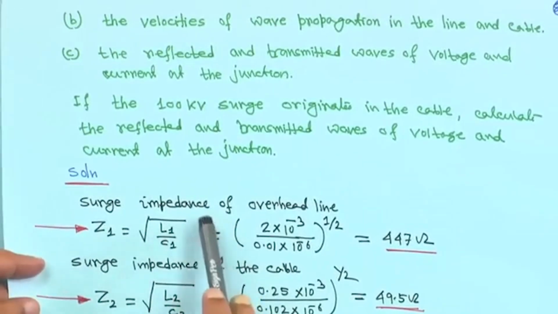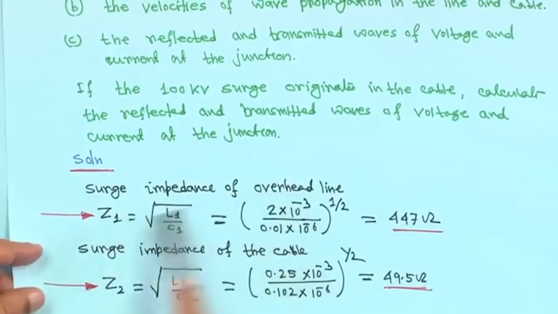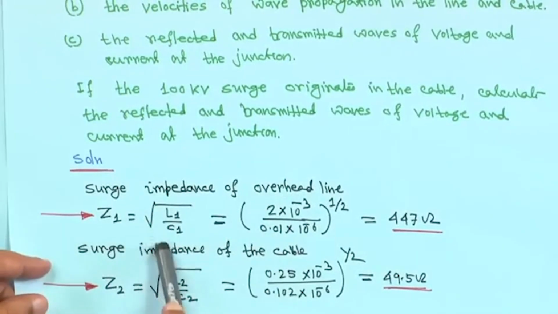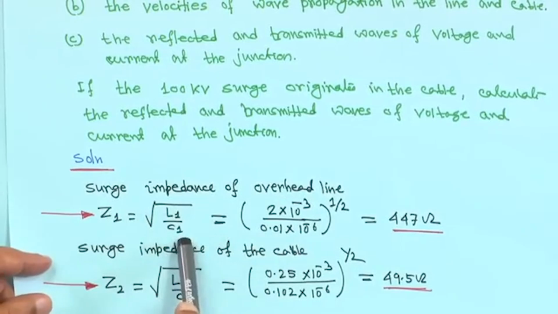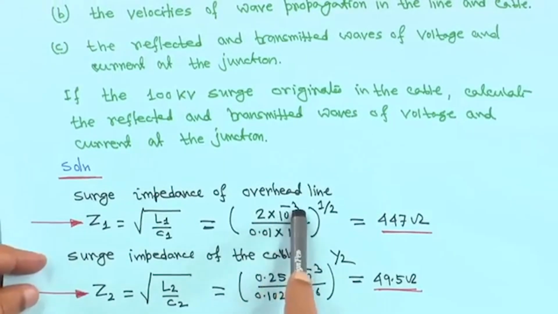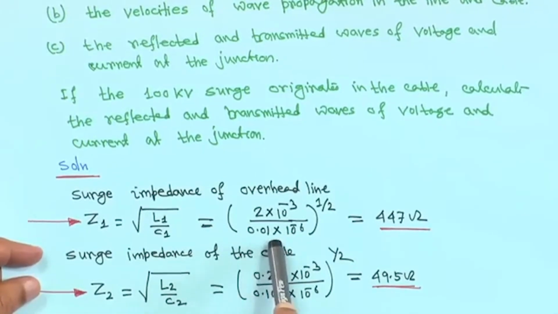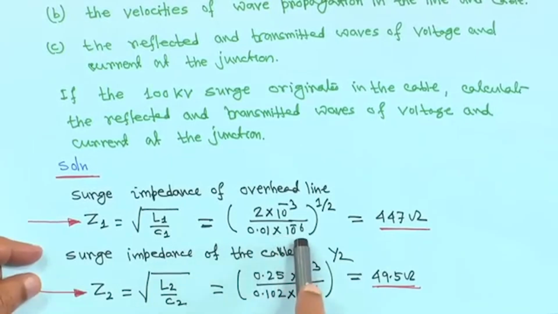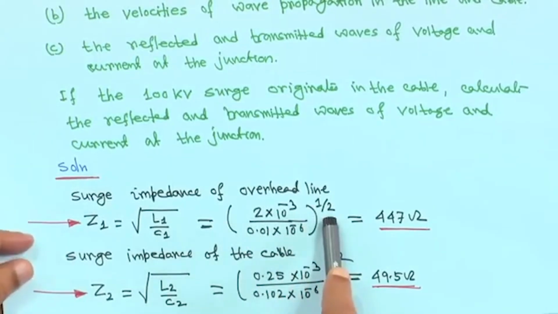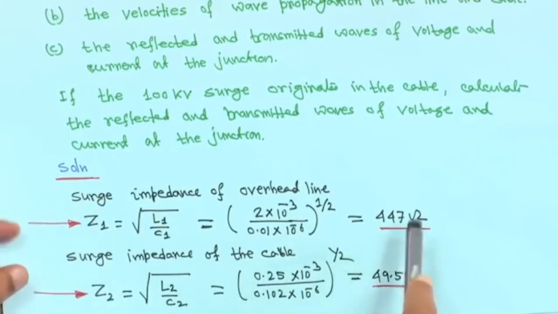First, you have to compute the surge impedance of the overhead line, say Z1. So, Z1 is equal to root over L1 upon C1. L1 is given as 2 millihenry, so it is 2 into 10 to the power minus 3, and C1 is given as 0.01 microfarad, so it is 0.01 into 10 to the power minus 6, all to the power half. If you calculate, it will be 447 ohm.